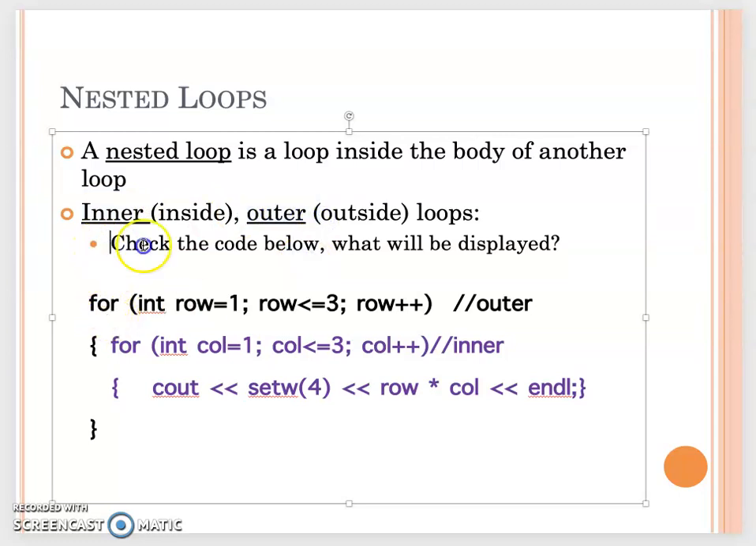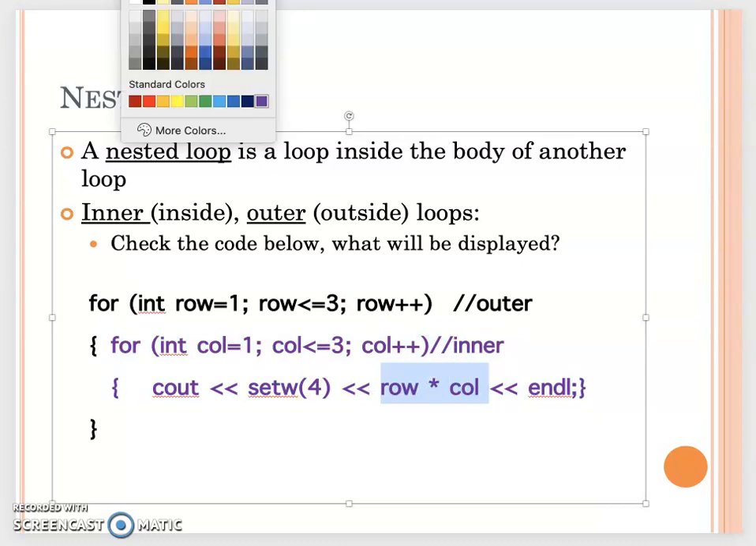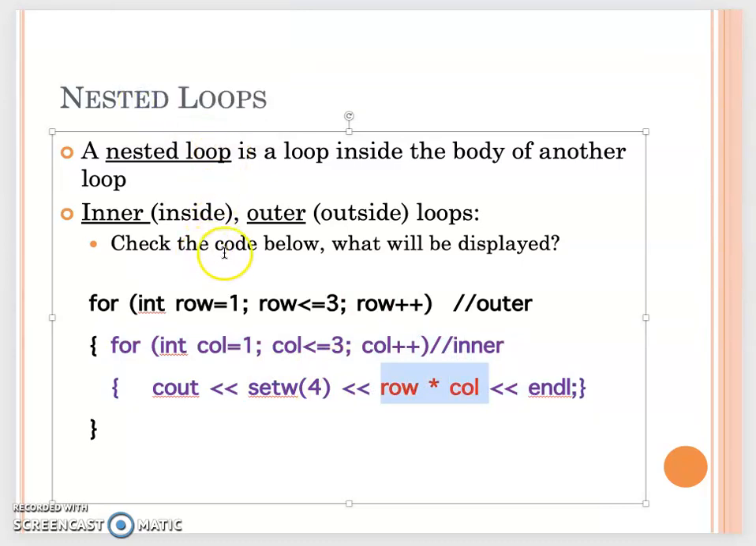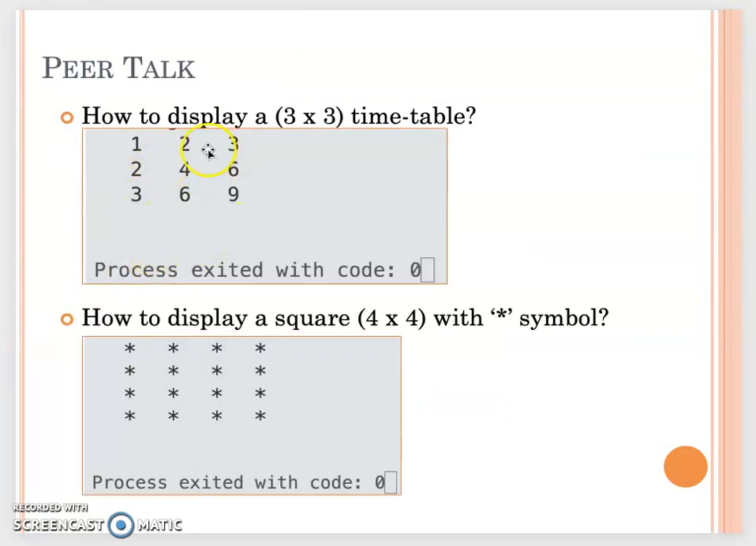So for example, you see the code example here. You have a for loop, then you have another for loop inside. So that's what we call a nested loop. In the outer loop, we have the row as the count, starting from 1, 2, 3. Then we have the column as another count, also from 1, 2, 3. Each time it displays row times column. When you copy this and run it in your program, that's your result here. So actually it displays a 3 times 3 times table.